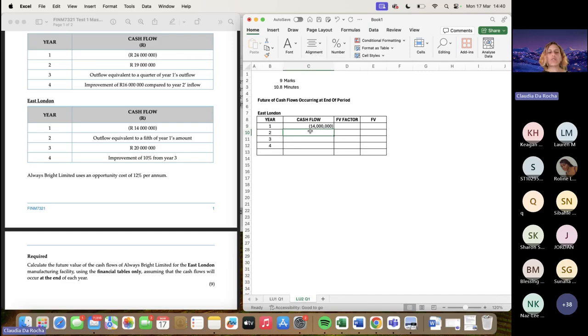Then the second year says outflow equivalent to a fifth of year one's amount. Okay, so obviously it's asking us to calculate. So our calculation is the negative 14,000 times 1 divided by 5. Because it's a fifth, so 1 over 5. That will give us our cash flow. So I basically have a negative cash flow of 2.8 in year 2.